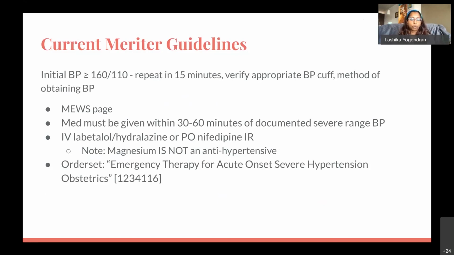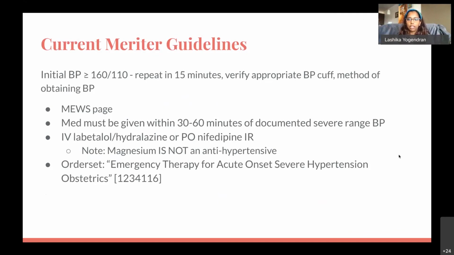And then the actual order set is titled Emergency Therapy for Acute Onset Severe Hypertension Obstetrics, and that's the order set number as well. But we'll go into this in more detail at our next session. I'm anticipating photos of the order sets and the slides and that sort of thing so you guys can see it and how it looks in real time.